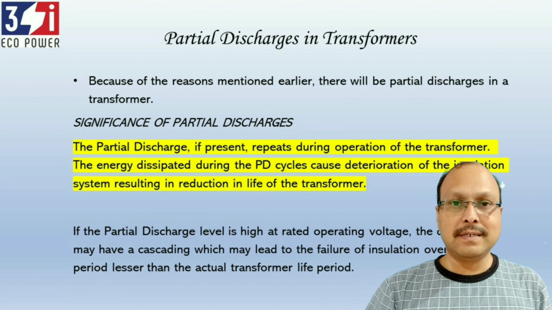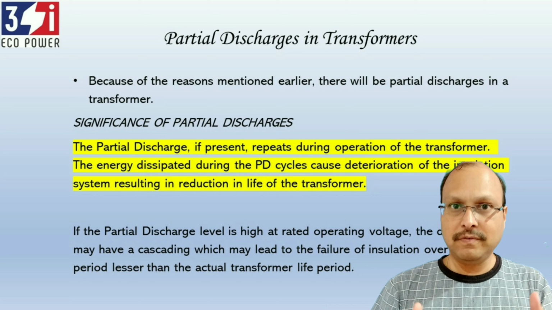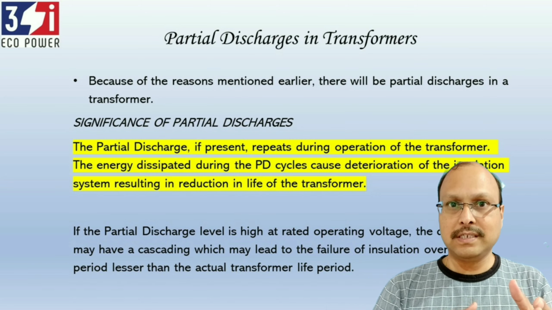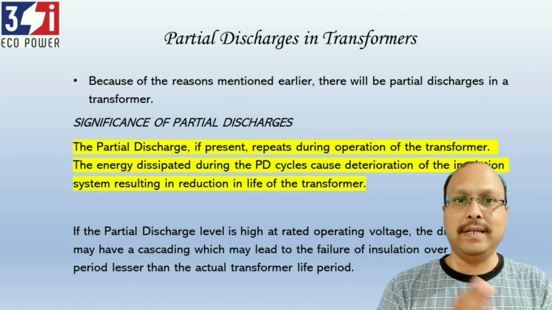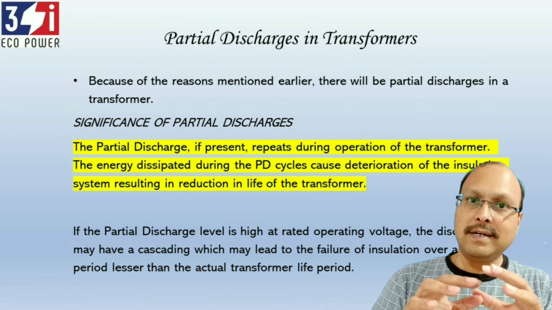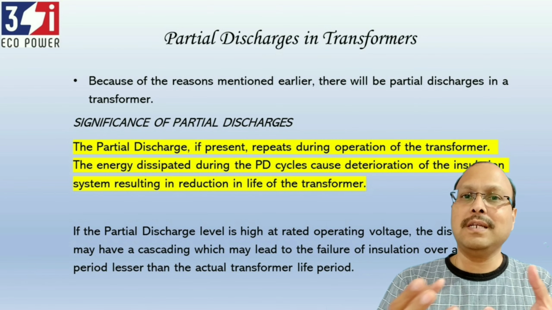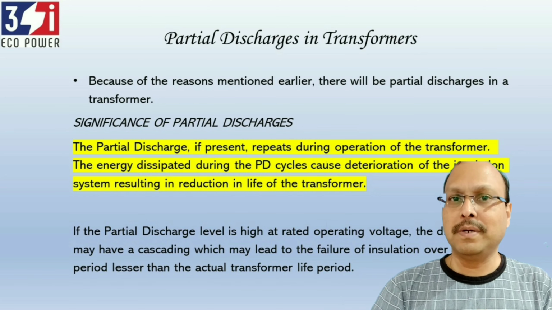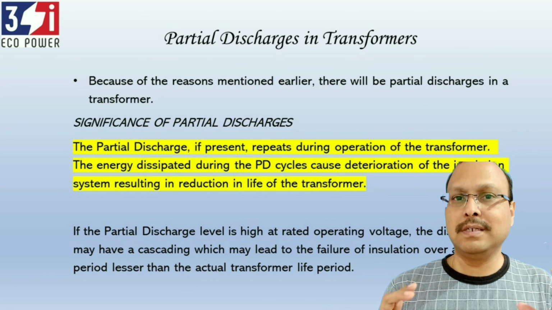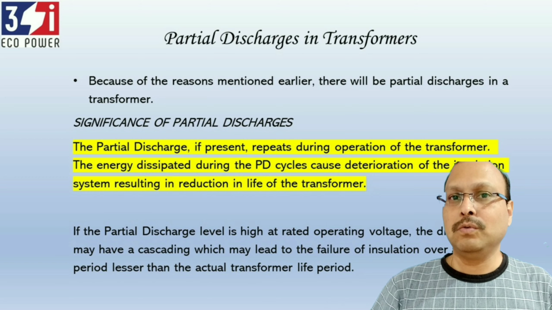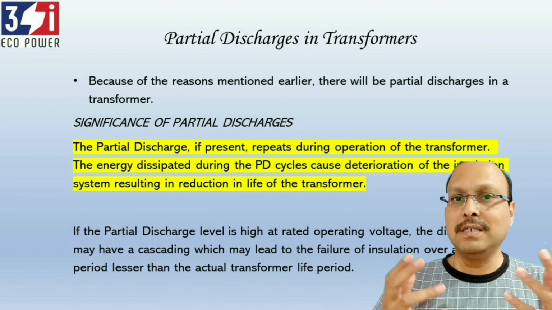We have seen what a partial discharge is. We understood its definition. Then we discussed where it will occur and how to contain it. Now let us understand the significance of partial discharge in an electrical item, more so in a transformer. As I clearly specified, this session is only on transformers. So what is the significance of partial discharge in a transformer?